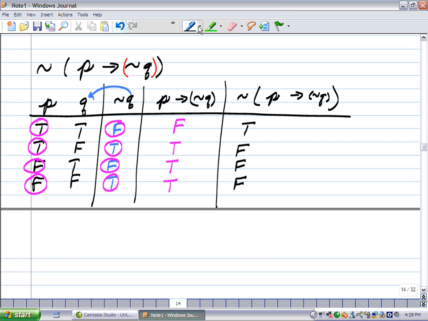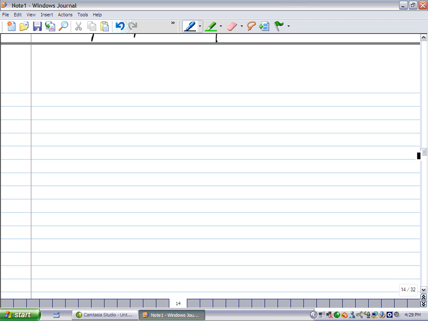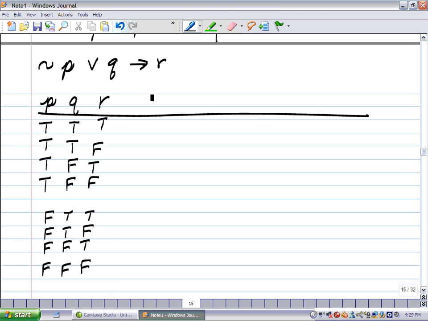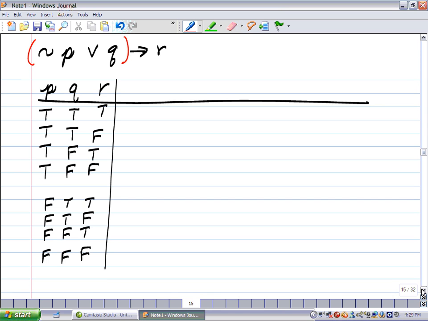Okay, let's try one that has three letters. Let's try not P or Q implies R. And I've already made a grid here for us. So what's the first thing we've got to do? Let's think about the order of precedence. The order of precedence indicates that I would use the implication, the conditional, last. And so I'd have to do what's in these parentheses first, and inside of there is the not P. So I've got to do the not P first.